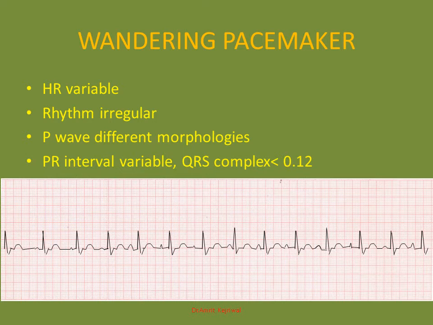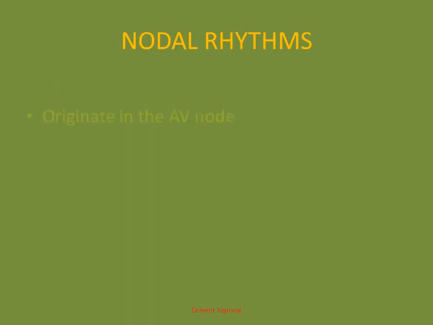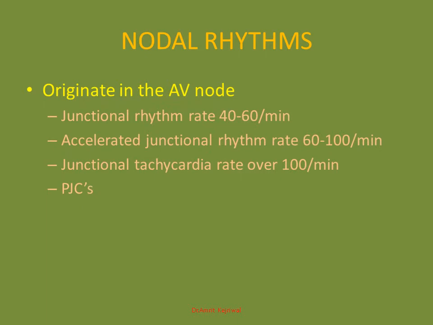Okay, and the P waves have different morphologies, but the QRS complex is less than 0.12 second. Here are the various nodal rhythms. They originate in the AV node. Junctional rhythm is 40 to 60 per minute. Accelerated junctional rhythm is rate 60 to 100 per minute. Junctional tachycardia rate is over 100 per minute, and you also get the premature junctional complexes.